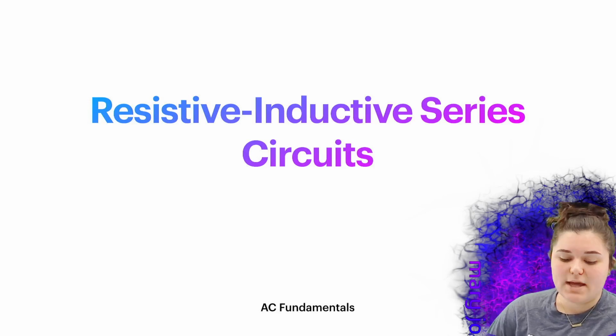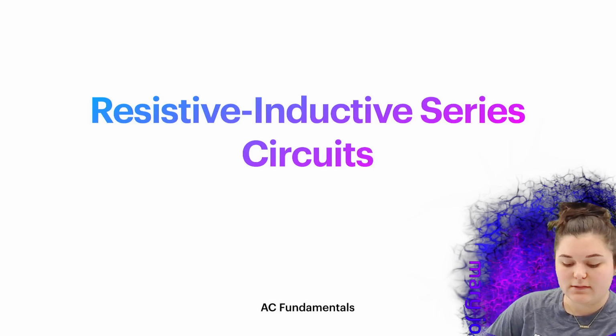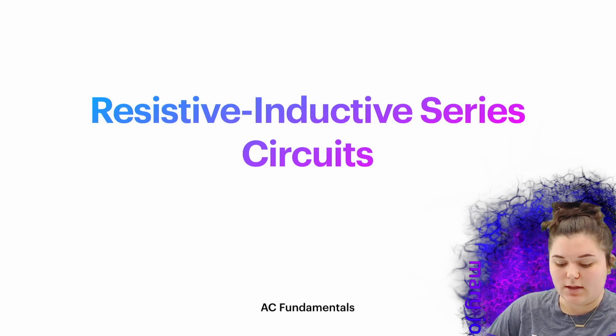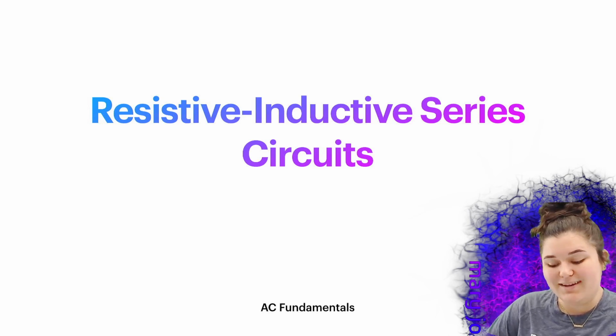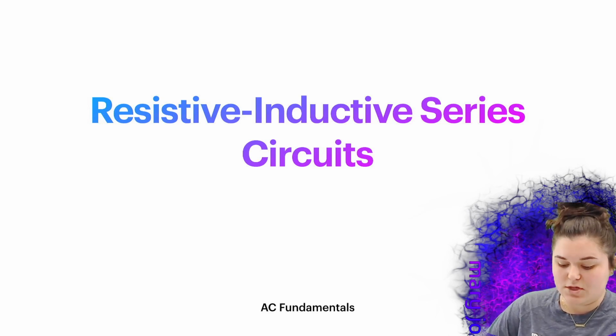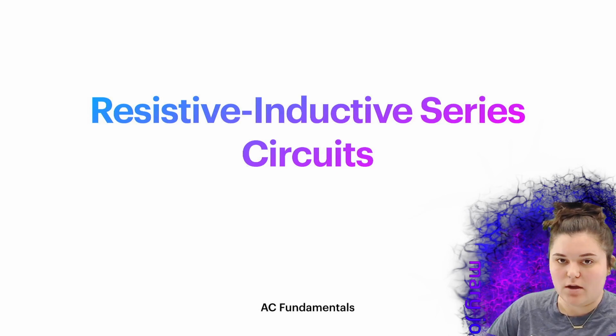Alright, today we're going to talk a little bit about resistive inductive series circuits. When a pure resistive load is connected to an AC circuit, the voltage and current are in phase with each other. When a pure inductive load is connected to an AC circuit, the voltage and current are 90 degrees out of phase with each other. When a circuit contains both resistance and inductance, the voltage and current will be out of phase with each other by some amount between 0 and 90 degrees.